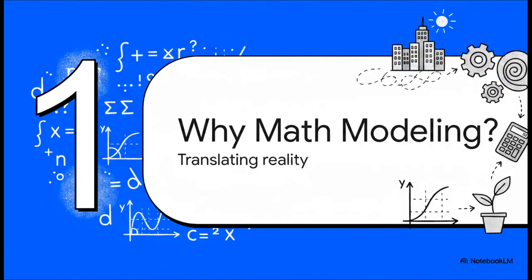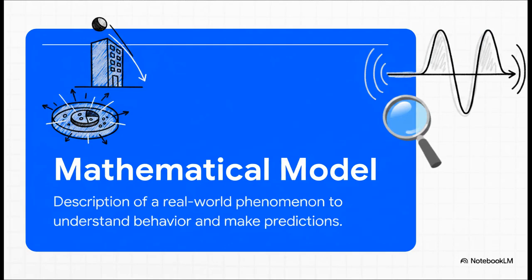All right, let's kick things off with section 1. Why mathematical modeling? Before we even jump into the equations, we have to ask, why do we even need to model real-world phenomena in the first place? Well, a mathematical model is basically a translation. It's a mathematical description of a real-world phenomenon using functions.